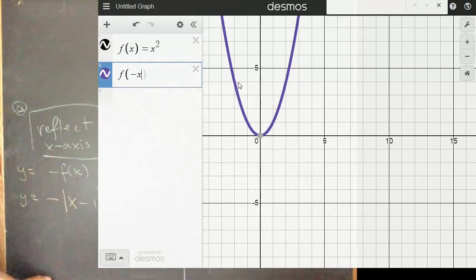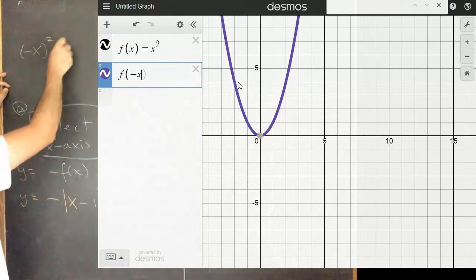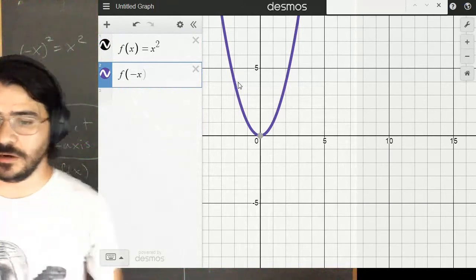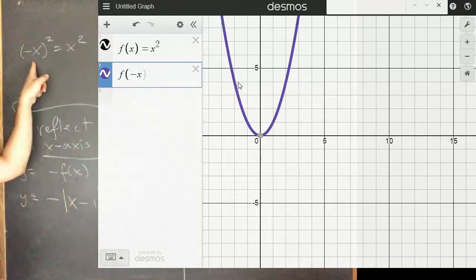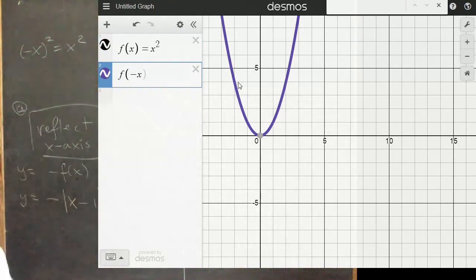And this has algebraic significance as well, right? So this just means negative x squared is the same thing as x squared, right? That's essentially what we're seeing here. This is f of negative x, and this is f of x on that side, and they're equal to each other. So that's what we're seeing with this, and we're seeing symmetry across the y-axis, right? So when a function is even, we say that it's symmetric across the y-axis.